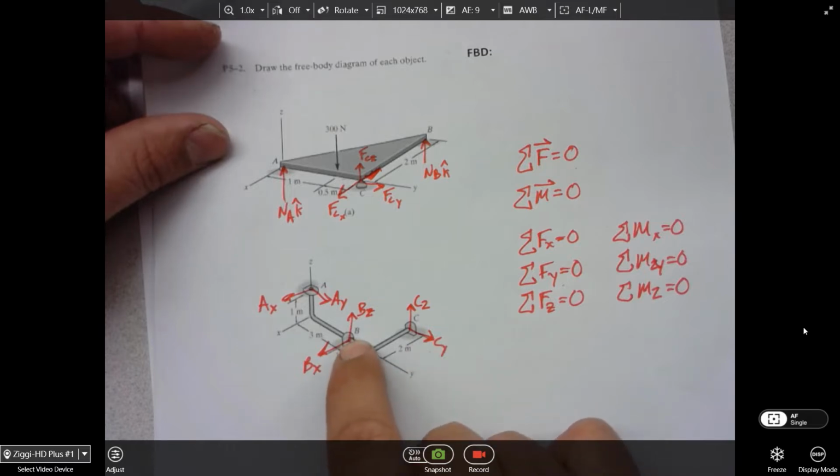Same thing over here at B. This bearing is going to resist motion in the z direction and in the x direction. All right? Neither of these are really built to resist a moment in any direction, right? That's not how these bearings are built. So we just say these are the 2 directions.